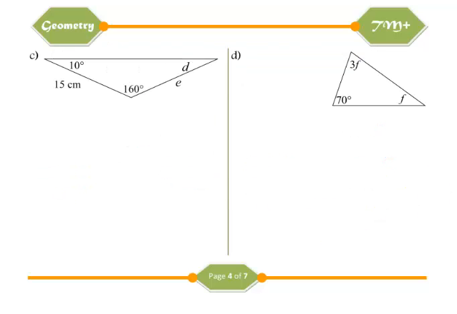Next, okay, so I've got two angles here. So I'm going to find D first, and D is going to be 180 minus 160 minus 10, which gives me 10 degrees. I'm going to write that up here because now I note that these two angles are the same. So I'm dealing with an isosceles triangle. But firstly, reasons for D, angle sum of a triangle.